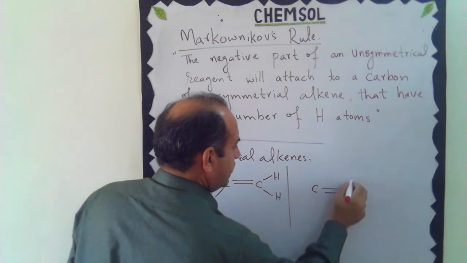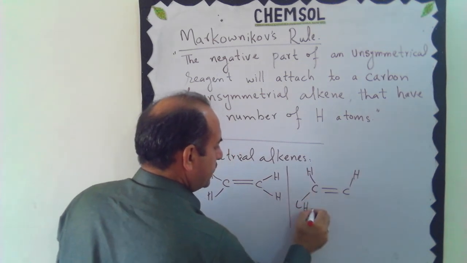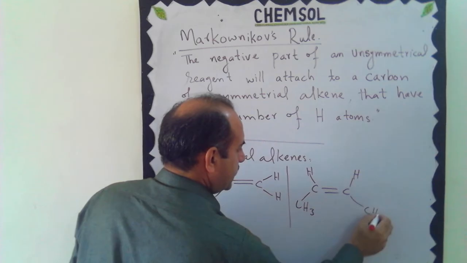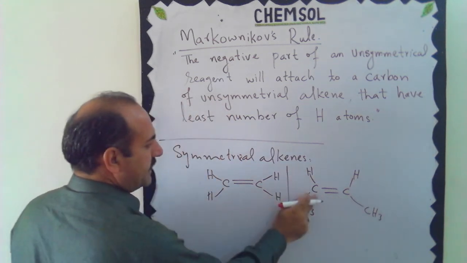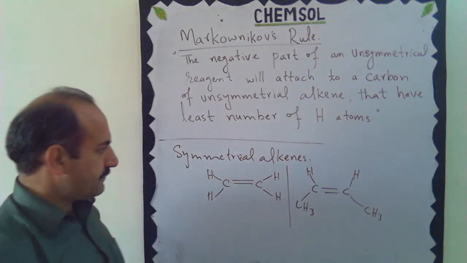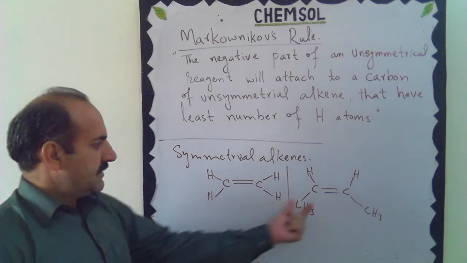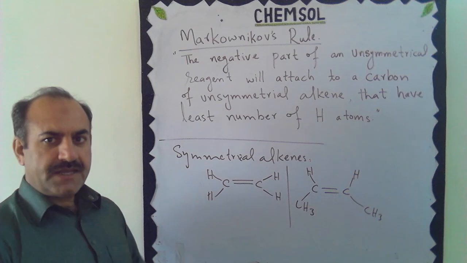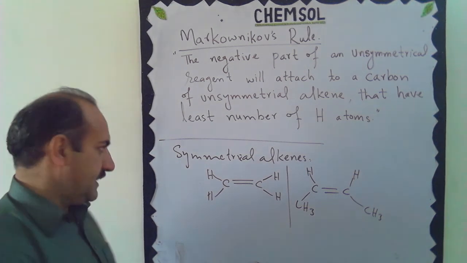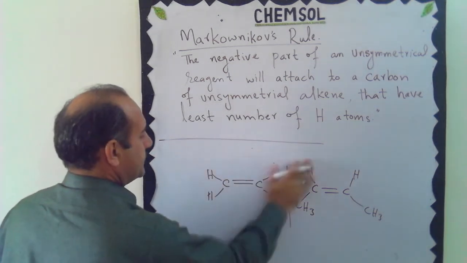For example, this one is also a symmetrical alkene because there is one hydrogen atom with this carbon, and similarly there is one hydrogen atom with this carbon. So those alkenes where the number of atoms attached on the double bonded carbon atoms is equal are called symmetrical alkenes. What is meant by unsymmetrical alkenes?